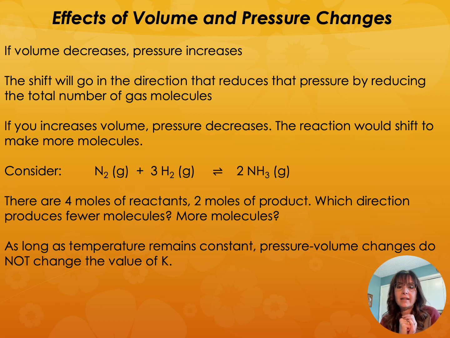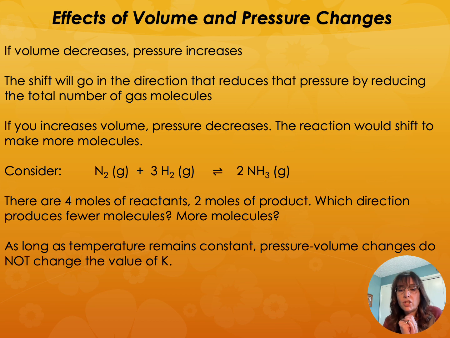So take a look at that equation. On the reactant side, you have 4 moles of gas as compared to 2 on the product side. So if you need to reduce the pressure, you're going to drive it toward the product side where you're only making 2 moles of product. What happens if you need to increase the pressure? Then you're going to drive it the other way and make 4 moles.